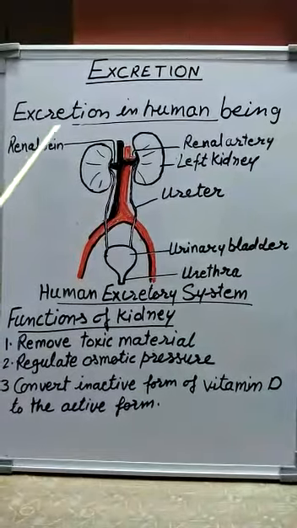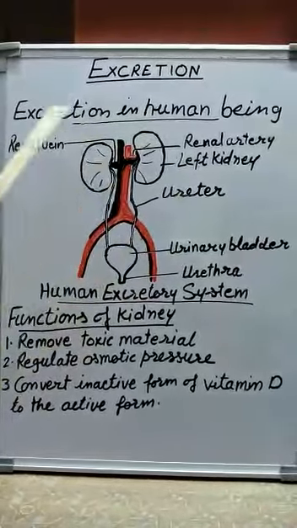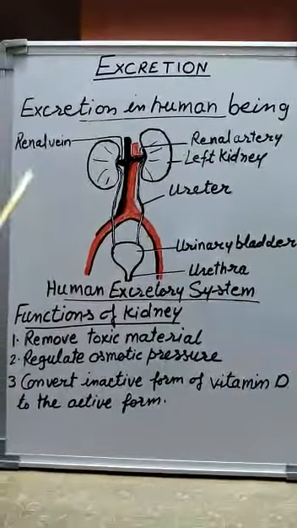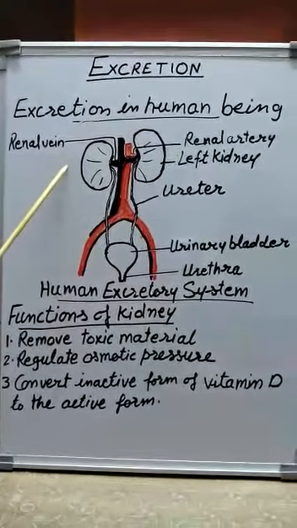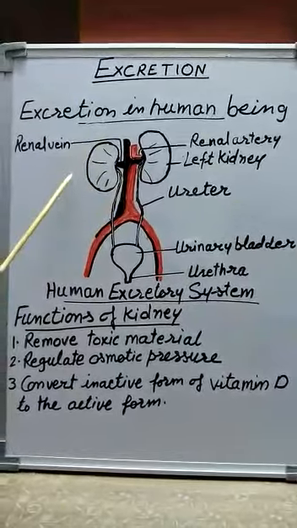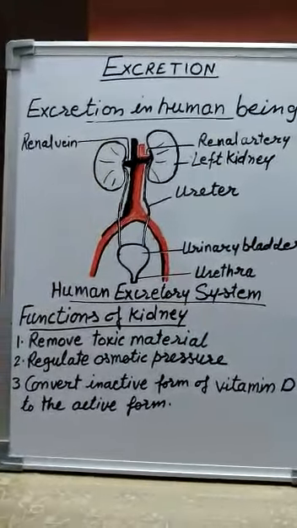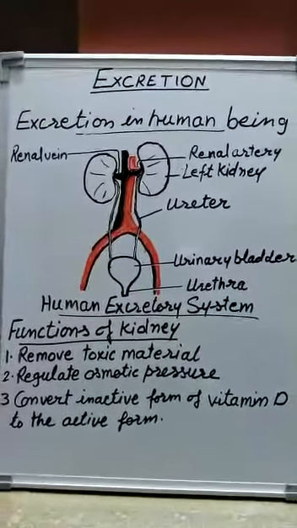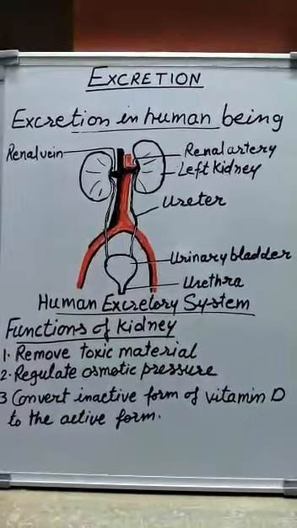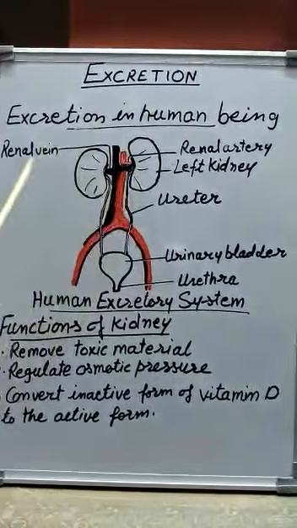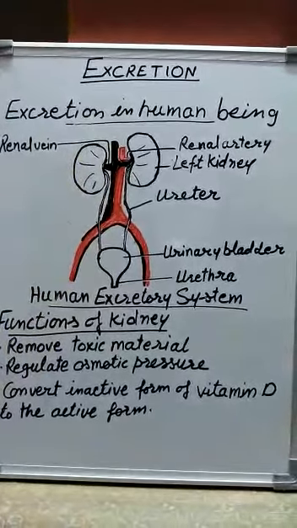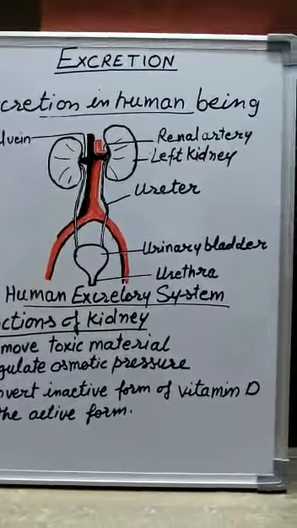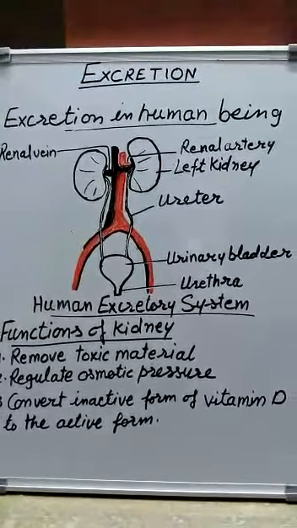Now, excretion in human beings. This is the structure of the excretory system of human beings, in which the main excretory organ is the kidney. We have two kidneys. These kidneys are bean-shaped structures which are located in the abdomen, one on either side of the backbone. The left kidney is placed a little higher than the right kidney.